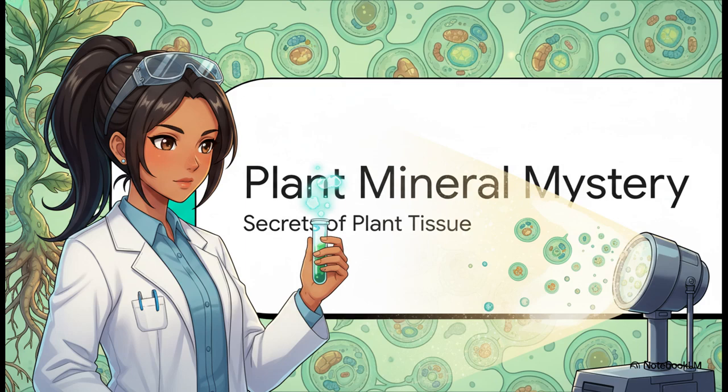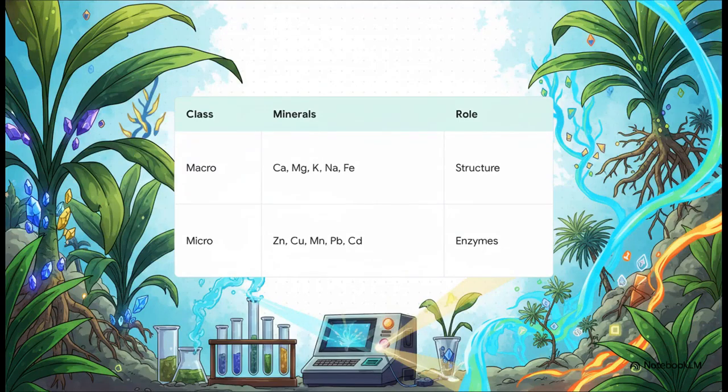Section 1. The plant mineral mystery. Okay, so plants soak up a really fascinating array of minerals from the soil just to survive, right? On one hand, you've got your macrominerals, things like calcium, magnesium, potassium, sodium, and iron. These are the heavy lifters. They're responsible for major structural components and cellular osmotic regulation.